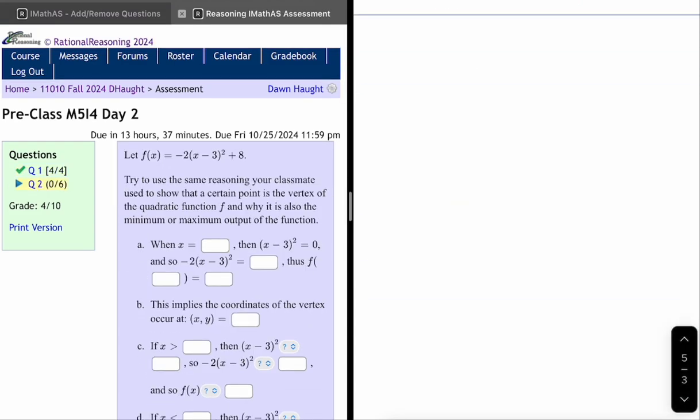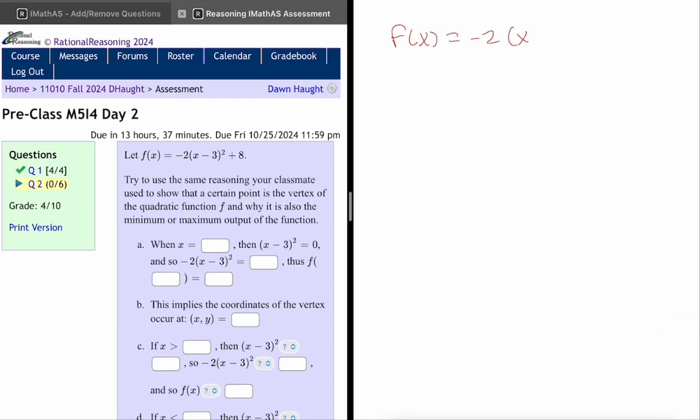Question 2 says, we've got a function. I would suggest maybe writing it down on a sheet of paper when you get to the homework, okay? So we know that the vertex happens at (3, 8). Remember, this one changes sign, this one does not. Our a value is negative, so we know it looks like this. So our vertex is a maximum.